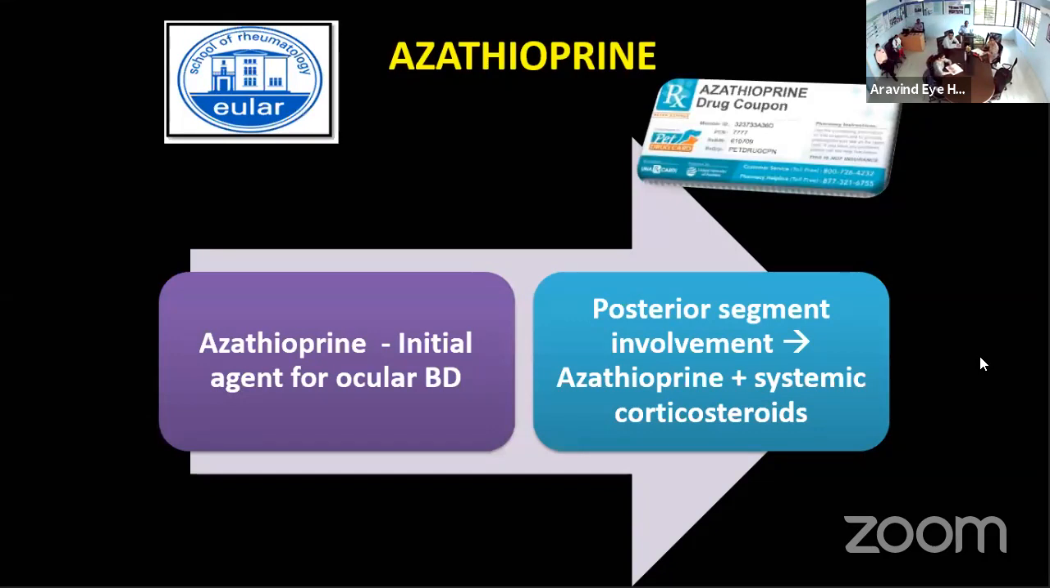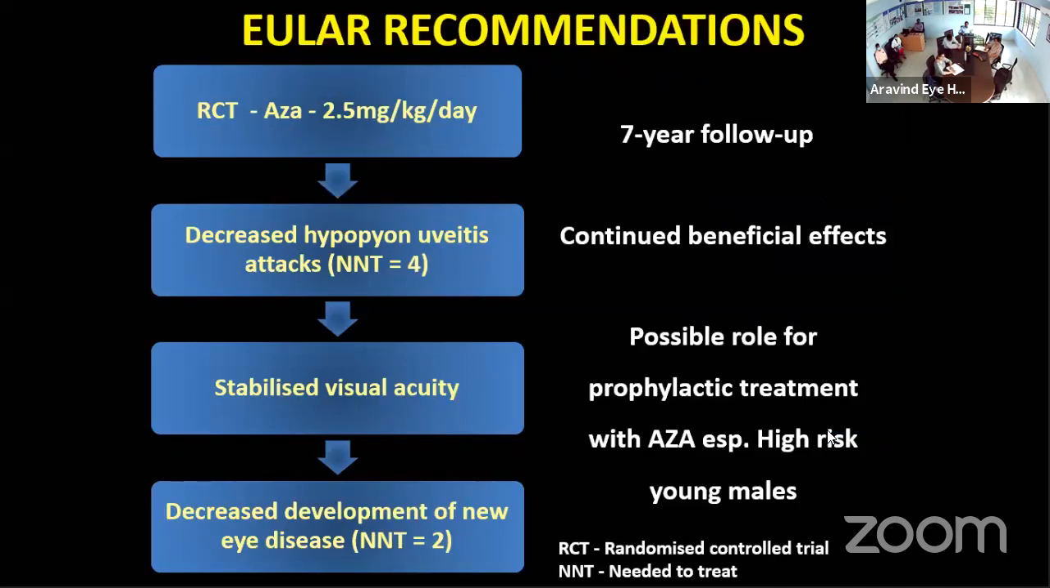Okay, so what is this azathioprine? Azathioprine was earlier recommended as a first line drug. As the second recommendation says, whenever the posterior pole is involved, you combine it with systemic corticosteroids and add one more drug. EULAR also recommended, based on multiple randomized controlled trials with 7-year follow-up, a dosage of 2.5 mg per kg per day. They proved that vision was stabilized and the development of involvement in the other eye was decreased.